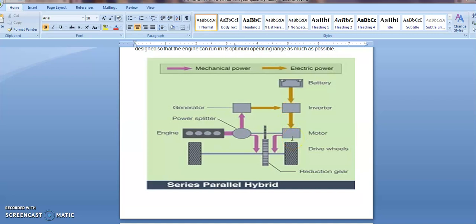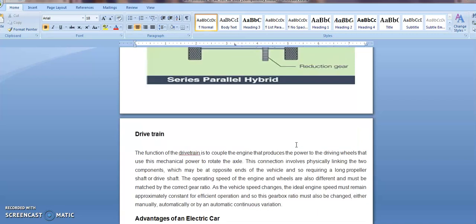That means in both cases, the series parallel hybrid is at its maximum optimum working range. So we have already completed the three different hybrids, that is series hybrid, parallel hybrid and series parallel hybrid. So let us discuss another topic, which is known as the drivetrain.